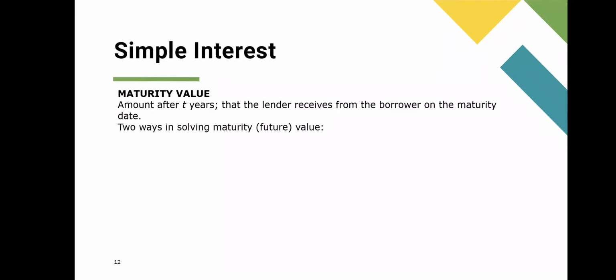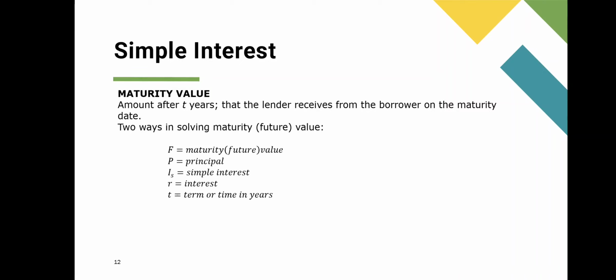So there are two ways in solving for the maturity or the future value. So another name for maturity value is future value. F here refers to maturity value or future value. P is the principal amount. I is the simple interest. R is the rate of the interest. T is the term or time in years. So first method, we have future value equals principal plus interest. And method number 2, we have future value equals principal times 1 plus rate times time.